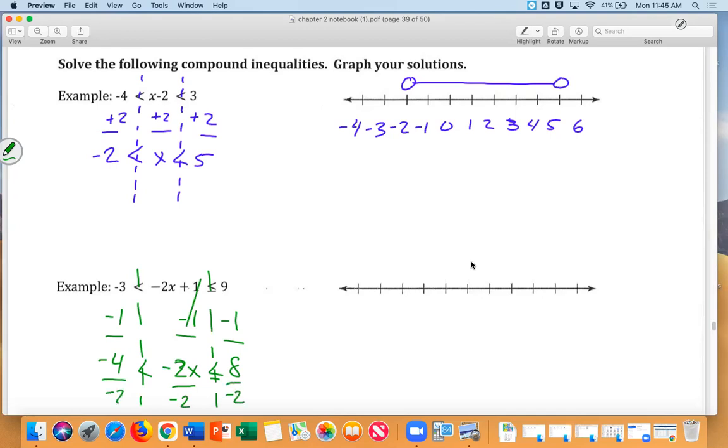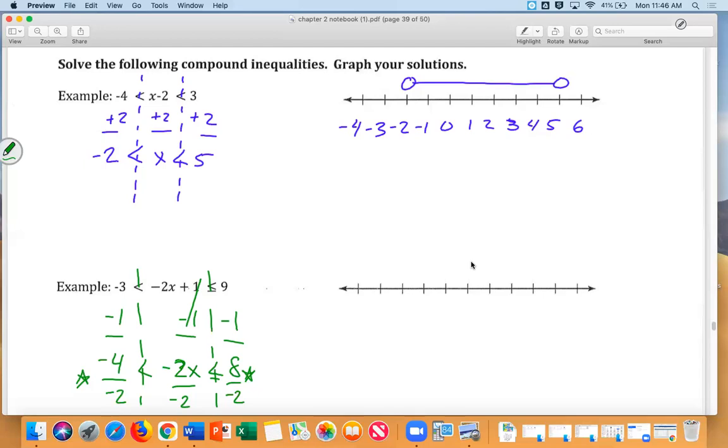Uh-oh. Why do I have to be careful here, John? Yeah, because I'm dividing by a negative. What do I do when I divide by a negative 2? Well, that's the whole thing, right? What do we do when we divide by a negative with inequality? What do we do with the symbols? We switch them. You have to realize that you're dividing by a negative, so you have to flip your sign.